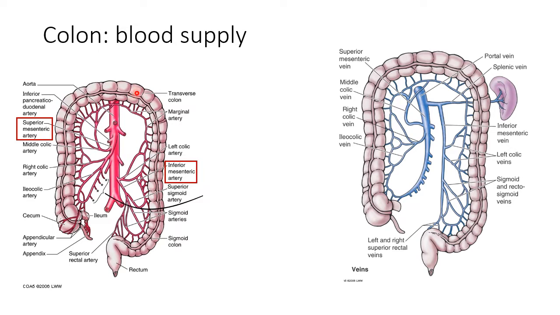The other part, which includes the last third of the transverse colon, descending colon, sigmoid colon, and rectum, is supplied by branches of the artery of the hindgut, and that's the inferior mesenteric artery. So, superior mesenteric artery and inferior mesenteric artery, and as you can see there is anastomosis between the branches of the inferior mesenteric artery and superior mesenteric artery.